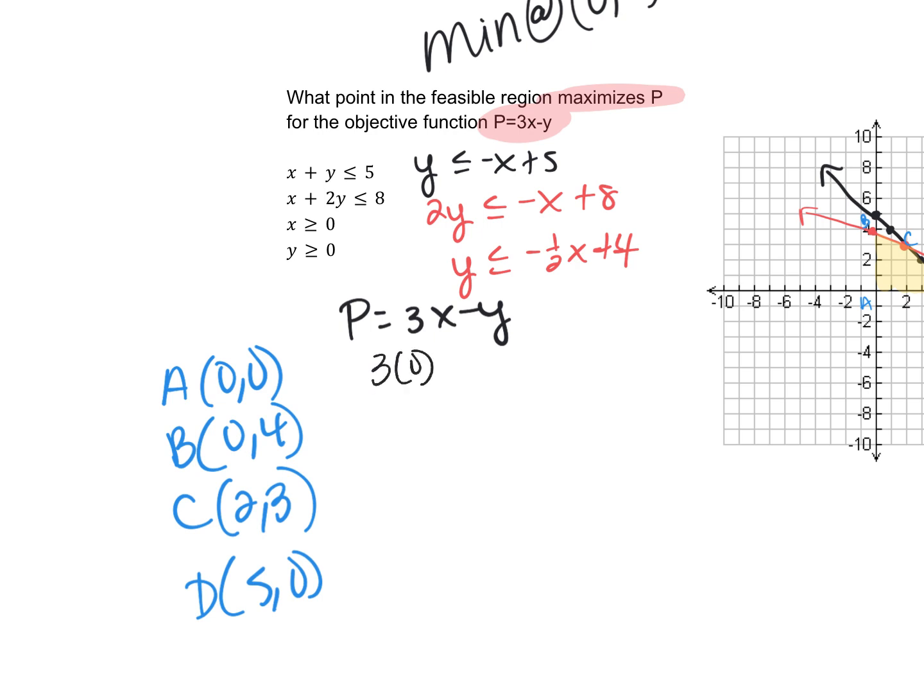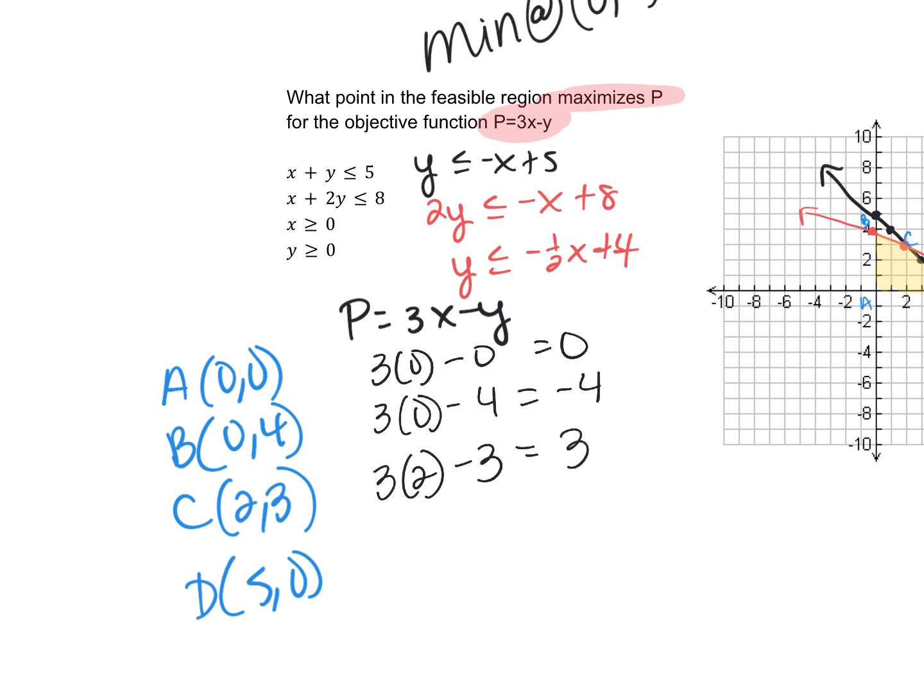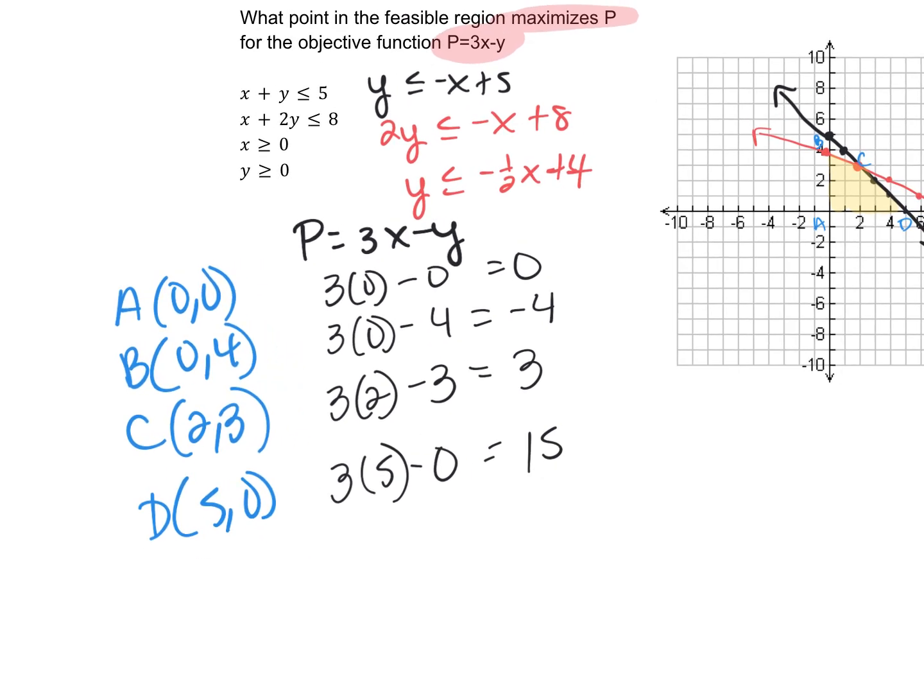So 3 times 0 minus 0. For sure, not going to be the max. 3 times 0 minus 4 would be negative 4. 3 times 2 minus 3 would be 6 minus 3, which is 3. And then 3 times 5 minus 0 will be 15. So your max for this one is at 5, 0, and it equals 15.